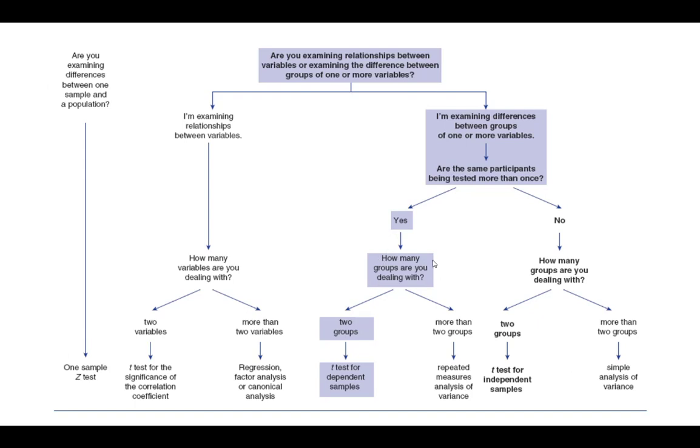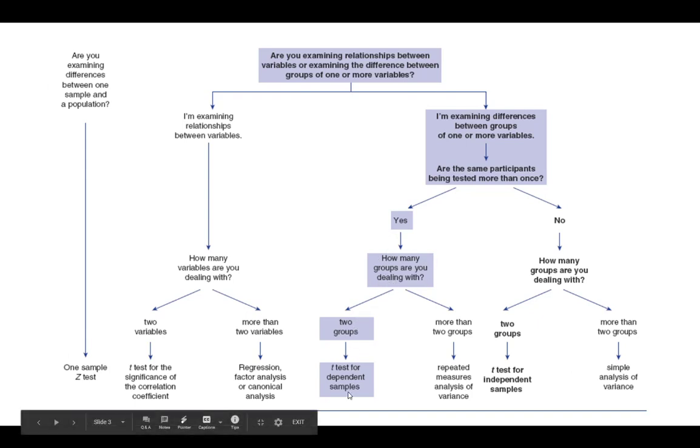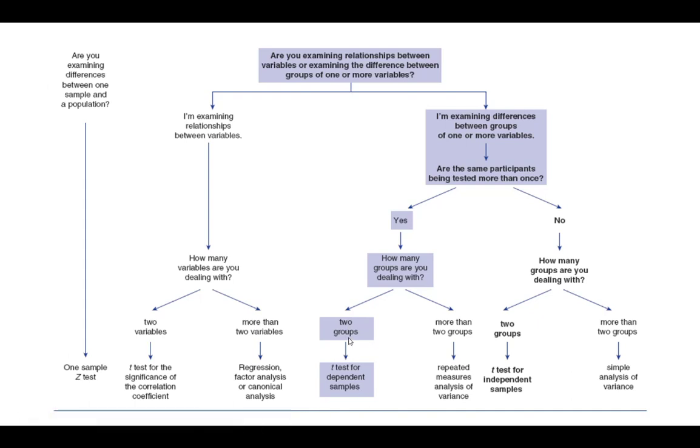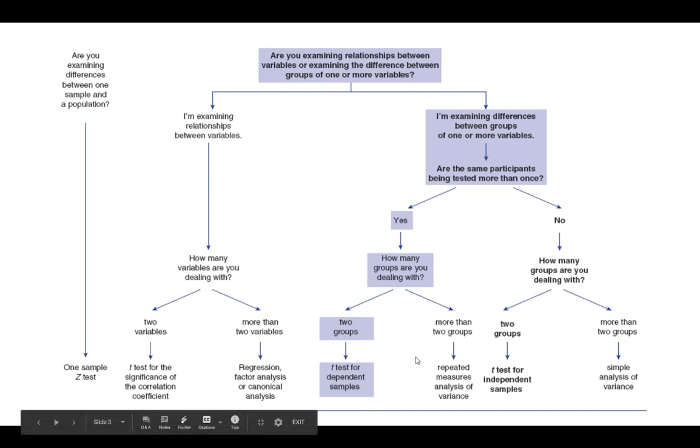Okay? Then we say, how many groups are you dealing with? If you're just dealing with two groups, you can do a dependent t-test. If you're dealing with more than two groups, that's what we'll cover next. But today we're staying over here. We're just looking at two groups for a dependent t-test. So it could be just two people who are being tested or one person who's being tested twice. Okay? Other than that, it's not a whole lot different from an independent t-test.